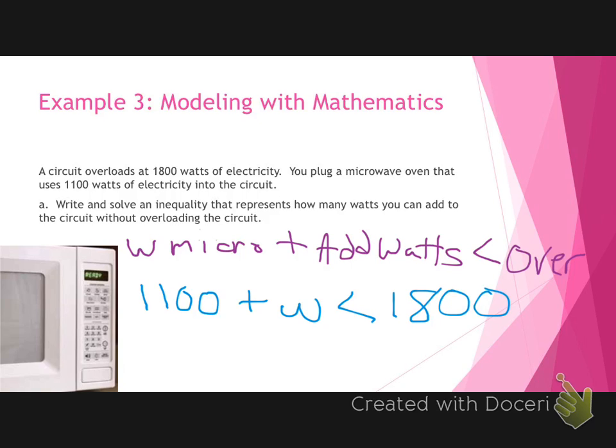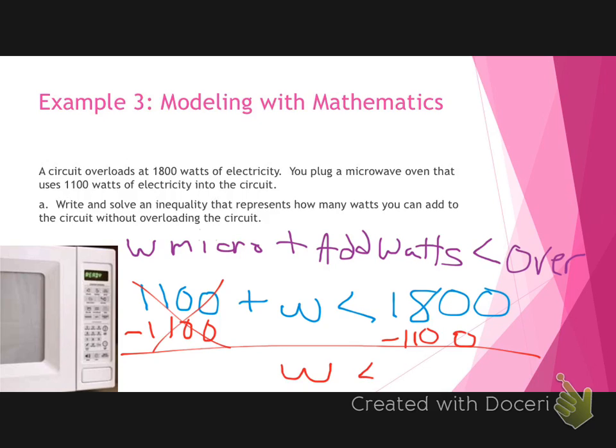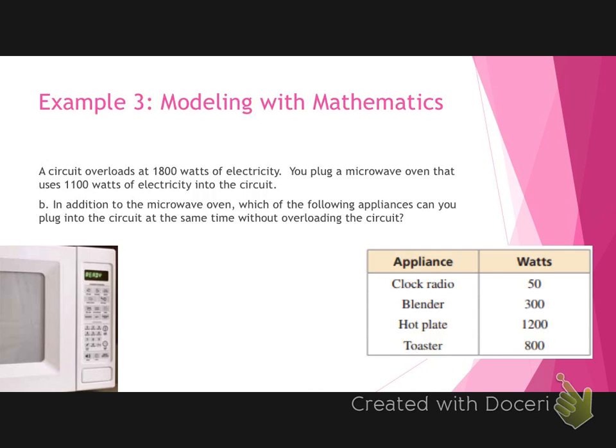And now we could also simplify that so we know exactly what we have. So if you look at this, I can subtract 1100 and those cancel out. W is less than 700. So now when we're looking at part B, in addition to the microwave oven, remember W is less than 700, which of the following appliances can you plug into the circuit at the same time without overloading the circuit?